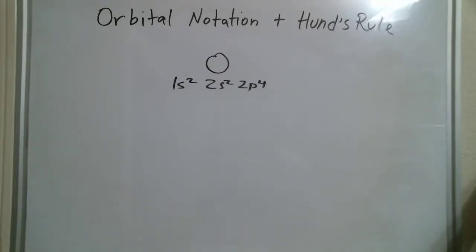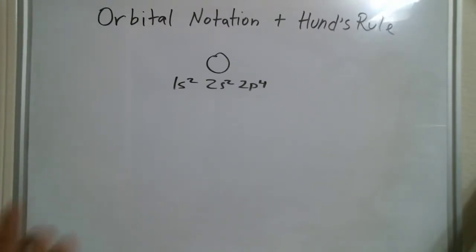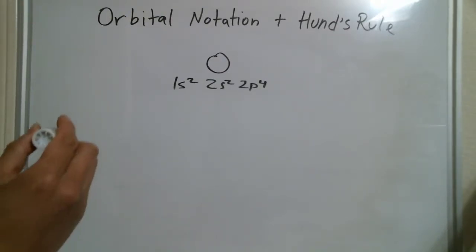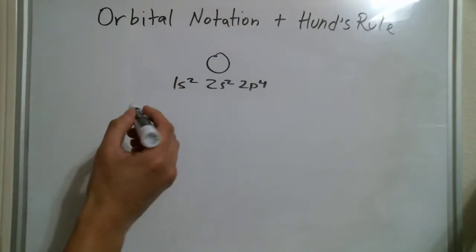This video will be about orbital notation and Hund's rule, and also I'll be telling you about the Pauli exclusion principle and the Lewis dot structure, how to draw it. So here is oxygen, and I've written out the electron configuration. Now let's use this to find out the orbital notation.